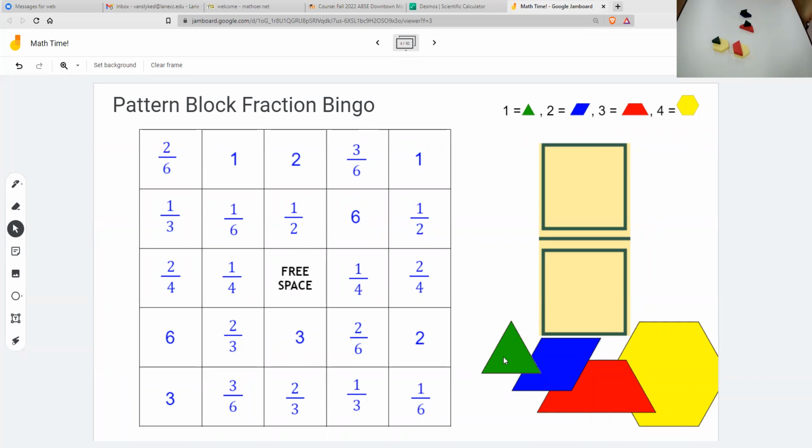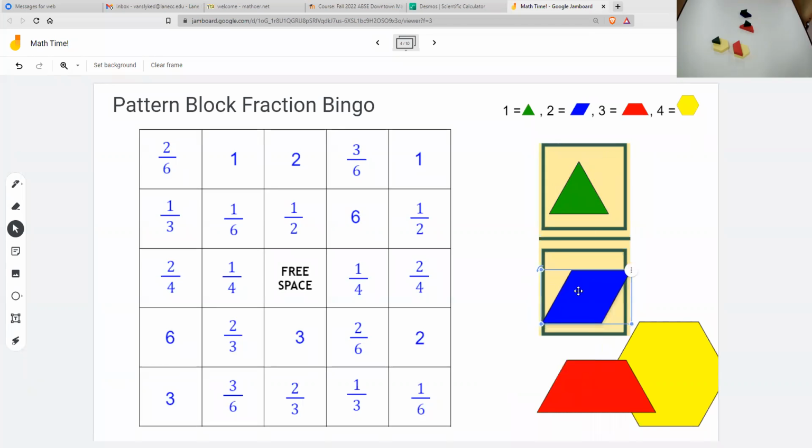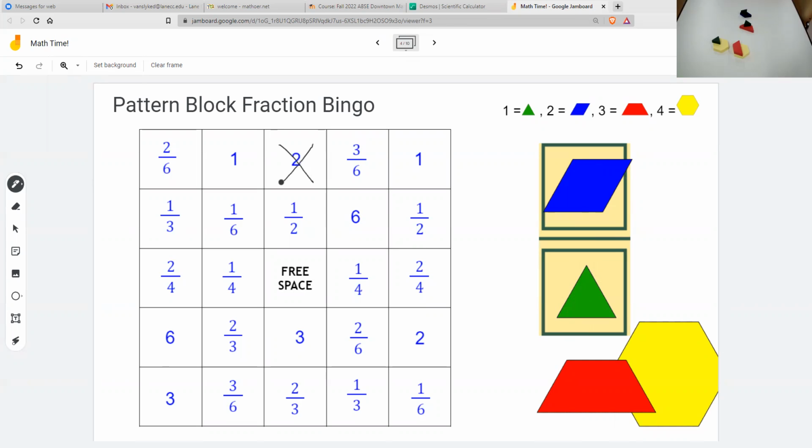For example, if we roll a 1 and a 2, that would be either this fraction. How much is a green compared to a blue? So that would be a half, and we can mark off a half somewhere. Let's pick this one. Or we could put the blocks the other way and say, if now what is considered a whole is a green, how much is the blue worth? And a blue is 2 greens. So that's how I choose to do things. I can mark off my 2. And we'll keep going until someone gets bingo.